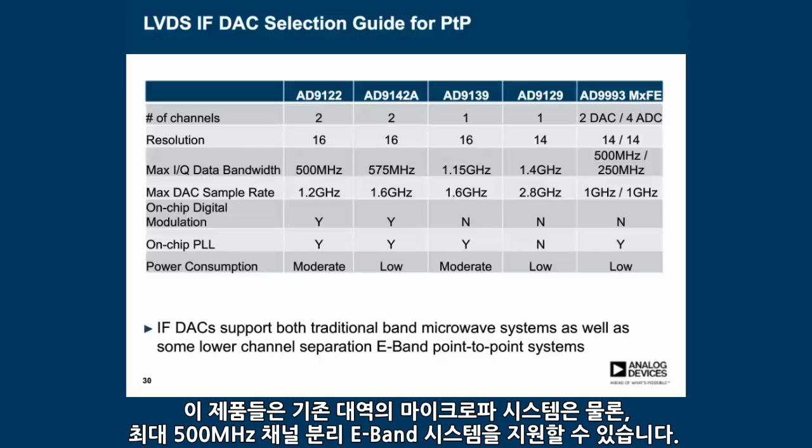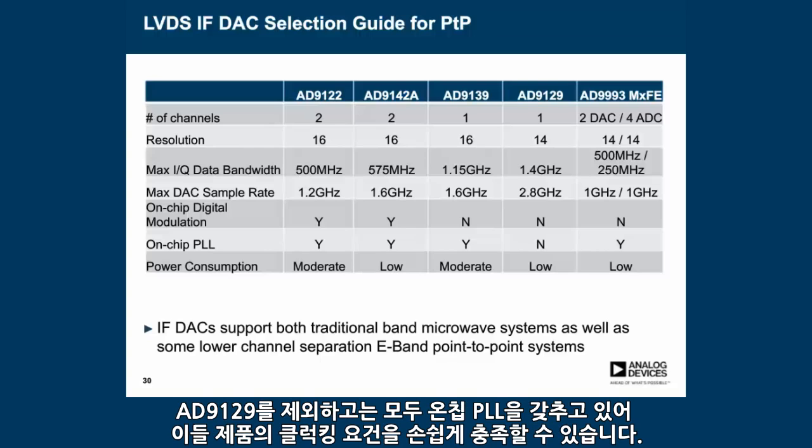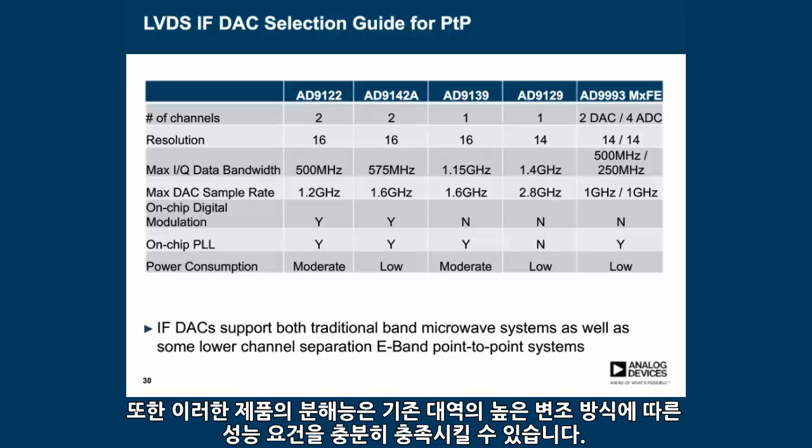These products are able to support the traditional band microwave systems as well as up to the 500 MHz channel separation E-band system. All but the AD9129 have an on-chip PLL, which eases the clocking requirement for these products. The resolution of these products is sufficient to meet the performance requirements of the higher modulation schemes in traditional band.